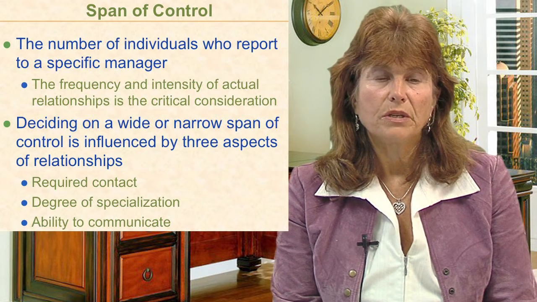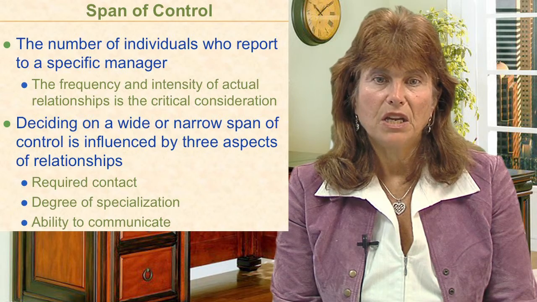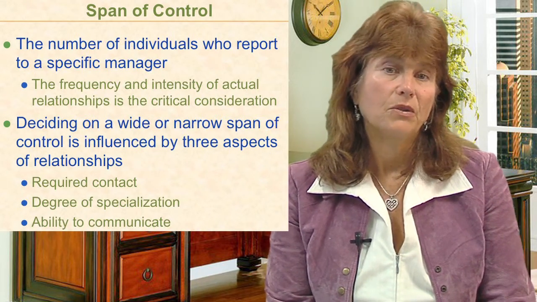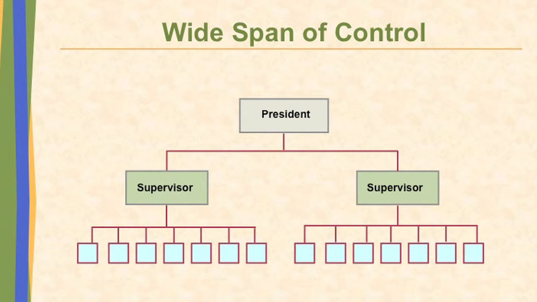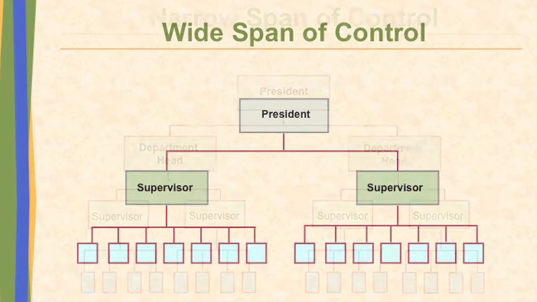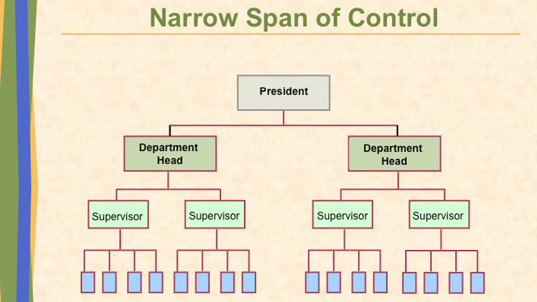Deciding on the span of control is influenced by how much contact you need, how much specialization there is, and how easy it is to communicate with the managers of these different divisions. Here's an example of a wide span of control where these supervisors have many. You can see here that there's 7 in each one of the different divisions reporting to a supervisor. When you have a narrow span of control, you can see there's only 4 that report to a supervisor that reports to a department head. So the department head only needs to deal with 2 people instead of 8 or 9 people, and it could or could not make it more efficient. It really depends on the outcomes of the organization.